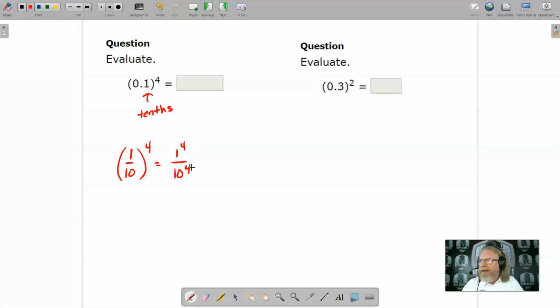and also the denominator 10. Now the next step would be to go ahead and do 1 times 1 times 1 times 1, right? 1 to the 4th is going to be 1. Now 10 to the 4th, hopefully by now you've realized that there's a little shortcut for that. It's a 1 with 4 zeros, 1, 2, 3, and 4, right? So 1/10,000th.